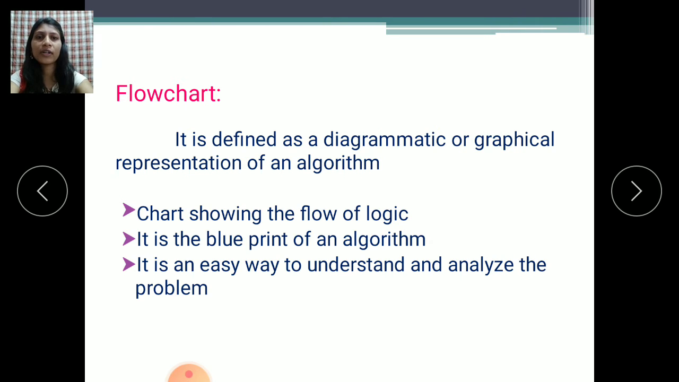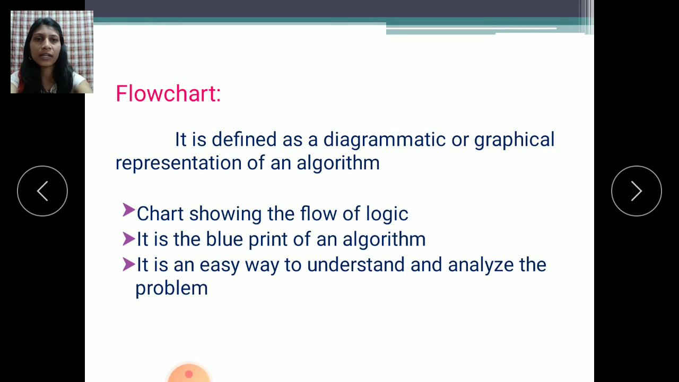Flow chart means what? In the previous video, we discussed how we can write down the algorithm, means how we can write down the programs in step-by-step methods. That step-by-step method, how we can put in diagrammatical form, that is called a flow chart. So we will discuss today how to draw the flow chart of a program.